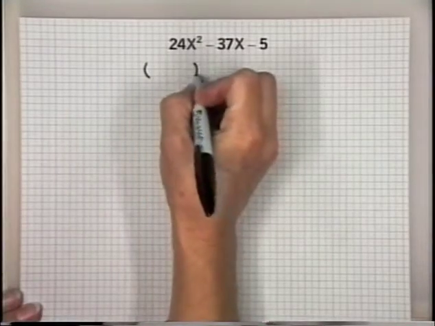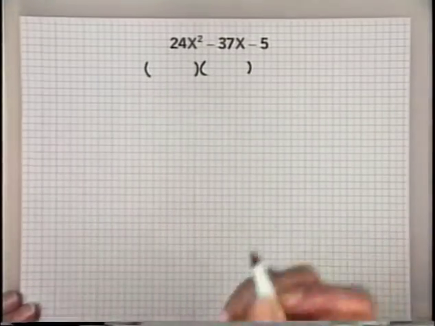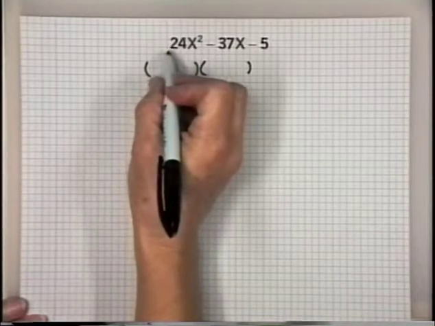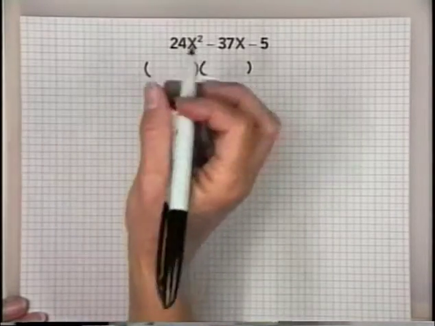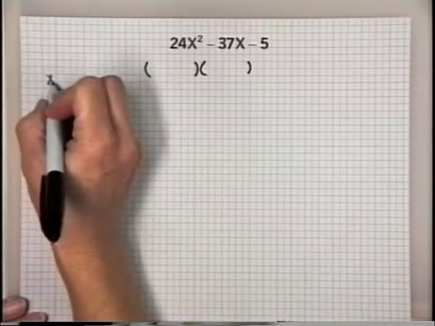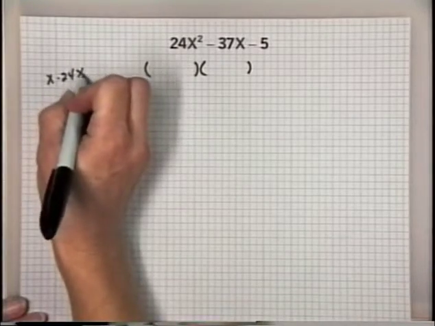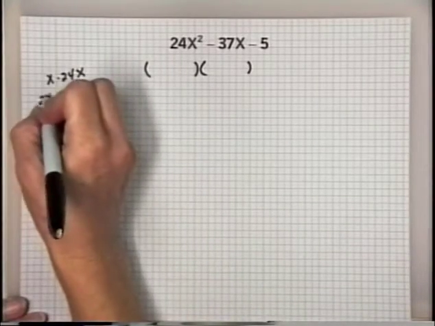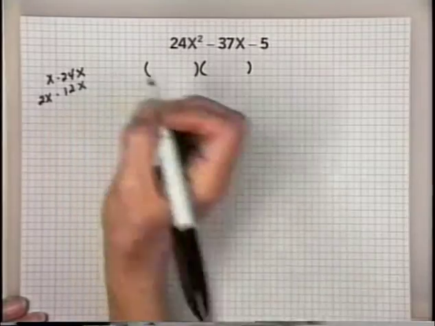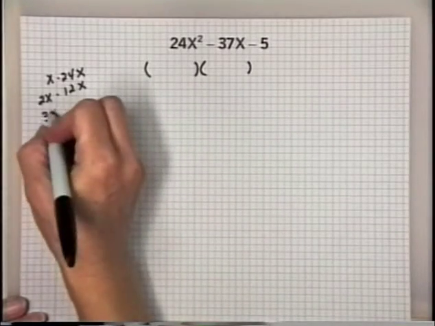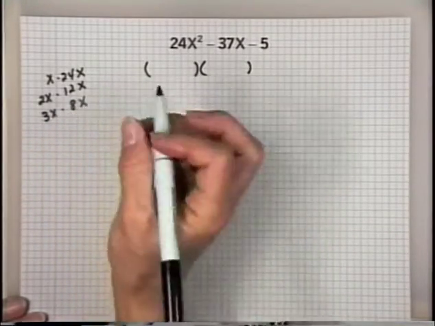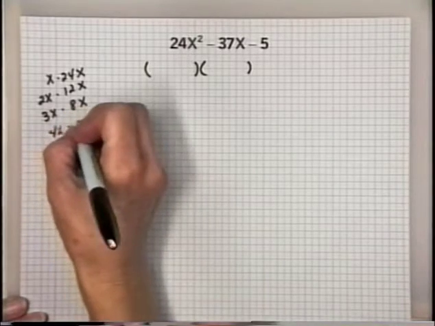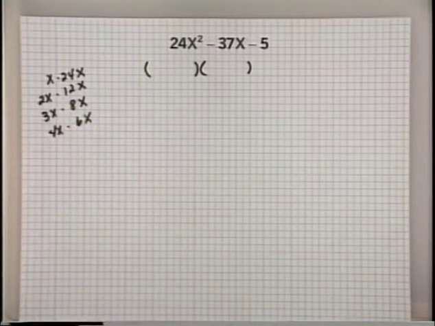Let's make some parentheses, and we're going to have several choices. For 24x squared, I could have 1x times 24x, 2x times 12x, 3x times 8x, 4x times 6x. So there are 4 choices here.